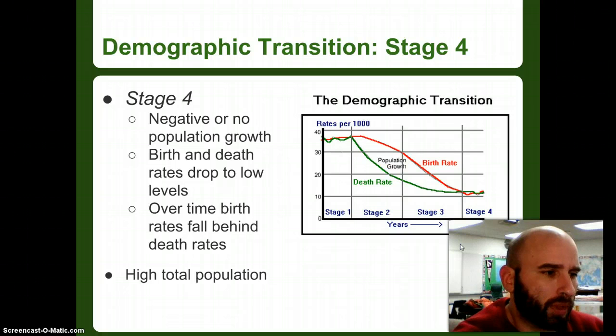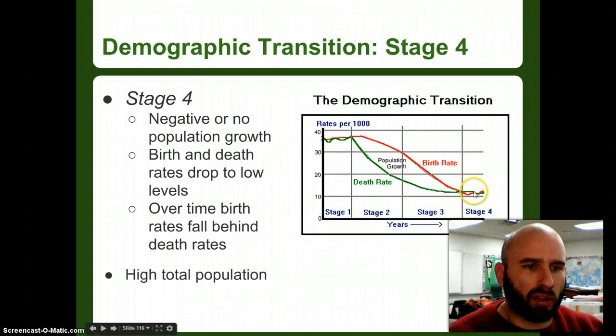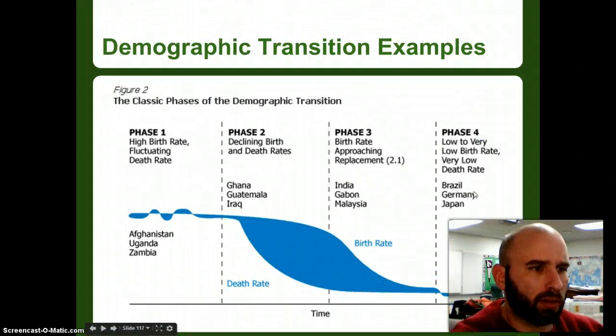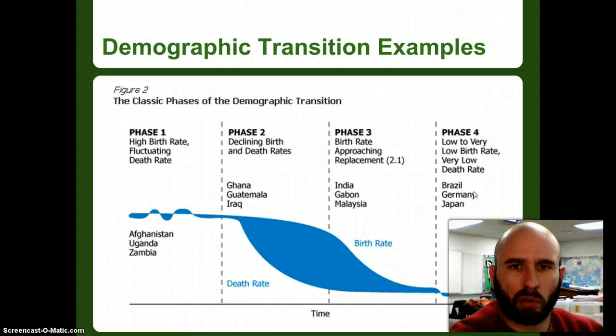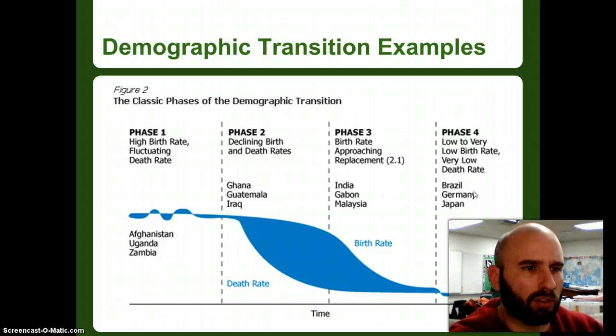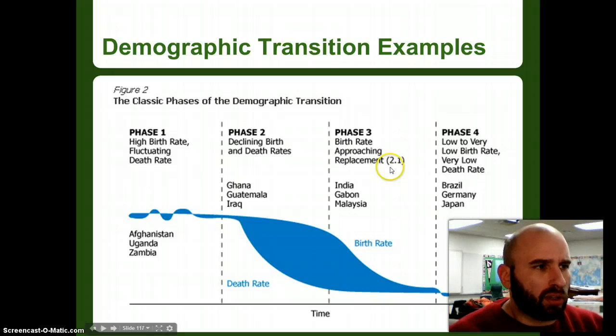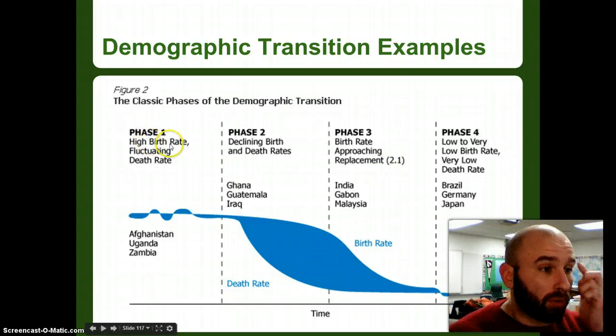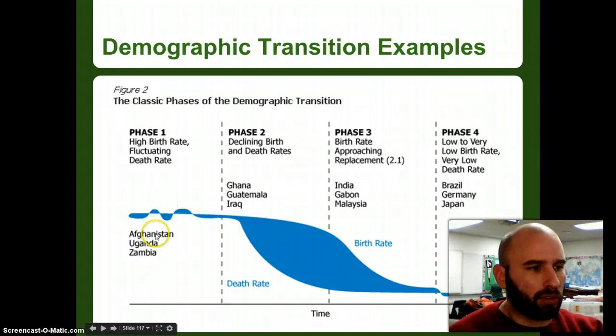So what we have here is that the overall population is going to grow. Let me show you a better picture here in just a moment, and I'll explain that quickly so it'll draw everything back together. So again, you can see phase 1: high birth rate, death rate is fluctuating, typical countries of Afghanistan, Uganda, Zambia, and so on and so forth.